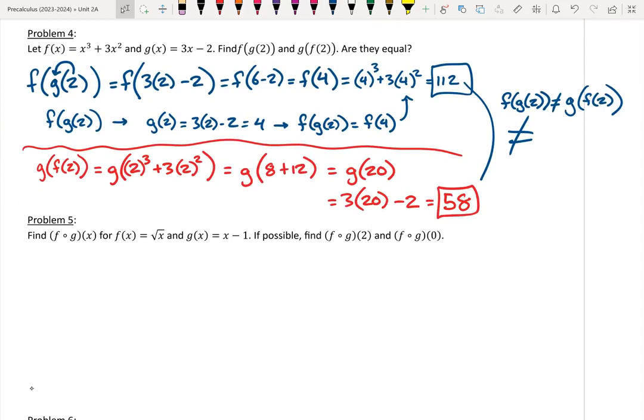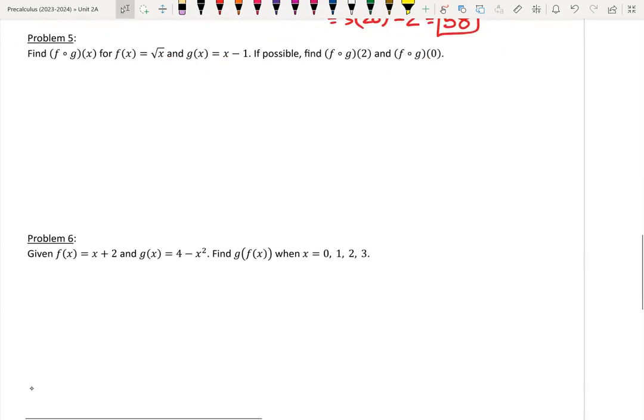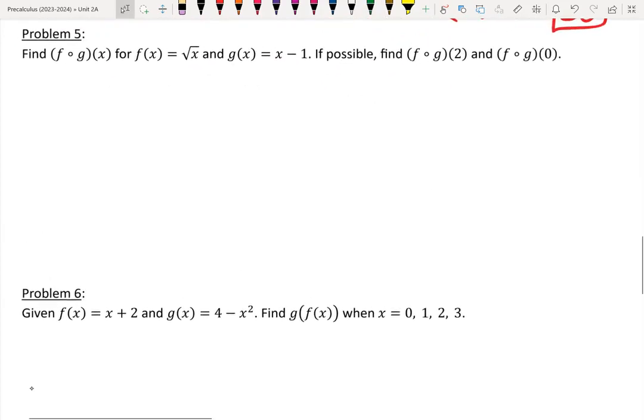We're going to go ahead and do problem 5 together, and then we'll see if we have time for problem 6. We have: find f of g of x for f of x equals square root of x, g of x equals x minus 1, and then if possible find f of g of 2 and f of g of 0. So we are not flipping this time, we're finding f of g at two distinct values.